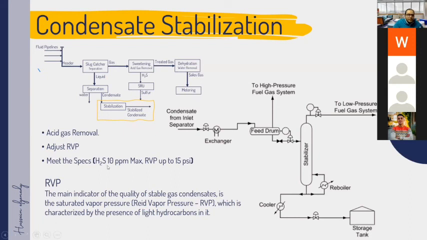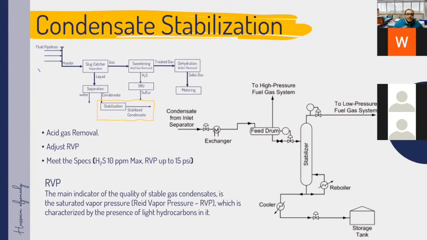The specs for the liquid is H2S is 10 ppm, and the RVP is up to 15 psi, depending on whether it's summer or winter. In summer it should be a little lower, maybe 8, and in winter it should be up to 15. As the Reid vapor pressure increases, the lighter components increase, and this allows, in the winter especially, the engine to start more easily.